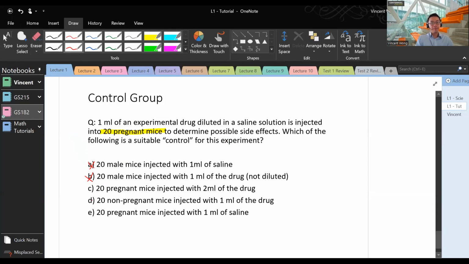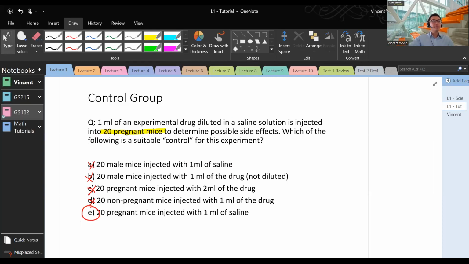So non-pregnant, that's not gonna work either. So do we use pregnant mice with 2 ml of the drug or 1 ml of saline? Well, if the drug is diluted in saline and you want to see if the drug is effective, then the benchmark to compare it to would be no drugs at all, right? So we wouldn't test it against something with more drugs in it, right? So the correct answer would be 20 pregnant mice injected with 1 ml of saline.